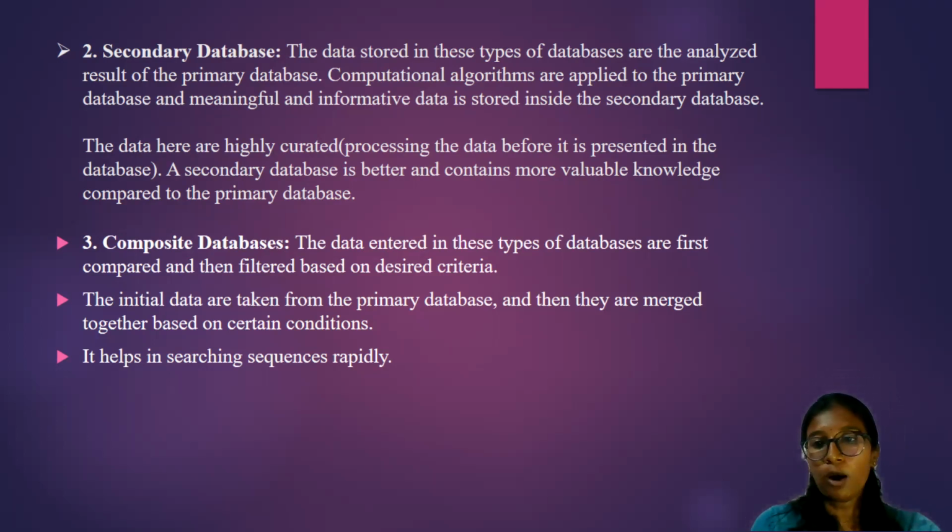Coming to the last one, composite database. The data entered in these types of databases are first compared and then filtered based on the desired criteria. The initial data is taken from the primary database and then they are merged together based on certain conditions. It also helps in searching sequences rapidly.